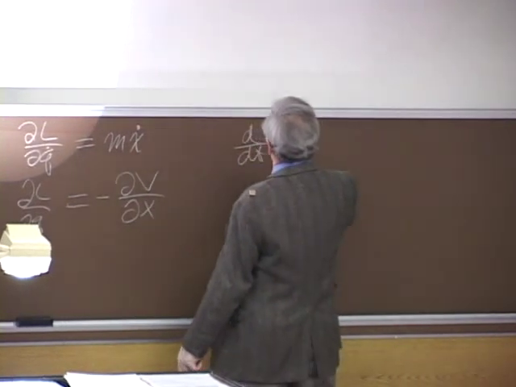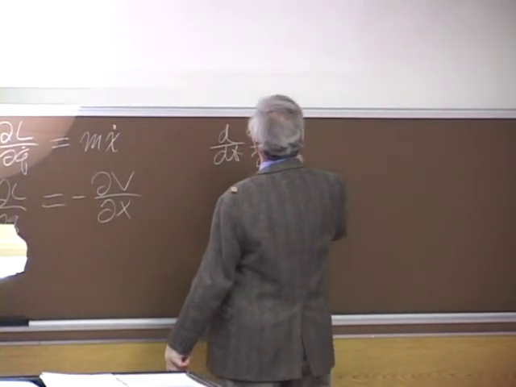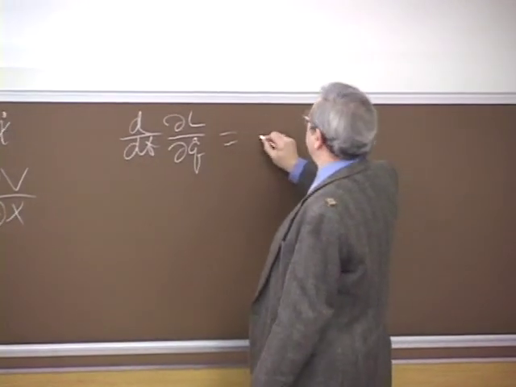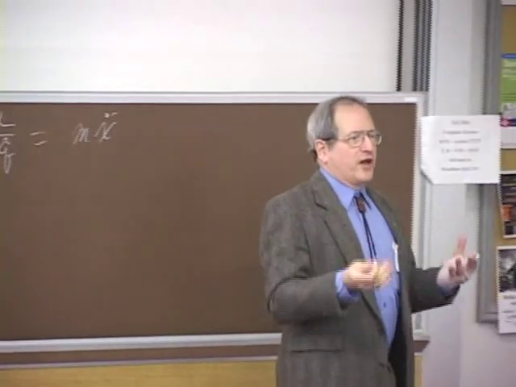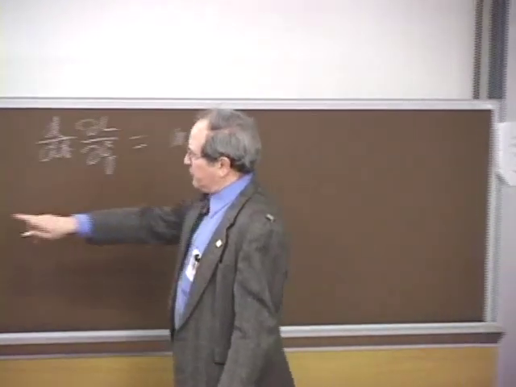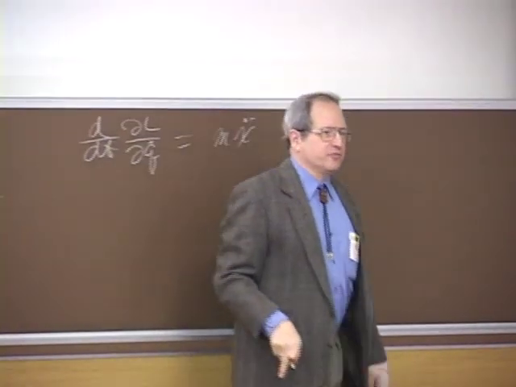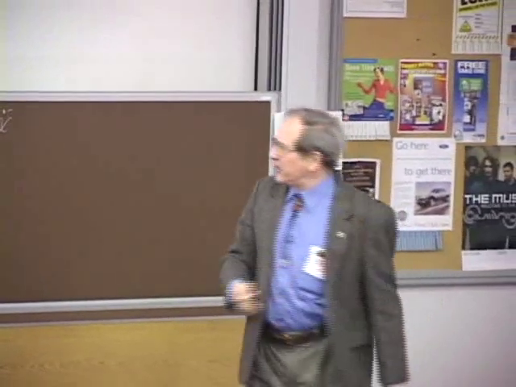I'm about to do something very weird. dp/dt, dL by dq dot, is going to be m x double dot, which is the mass times the acceleration. Oh boy, that's the right answer. The mass times acceleration is the force, which is minus the gradient of the potential energy. But I've done something really weird.